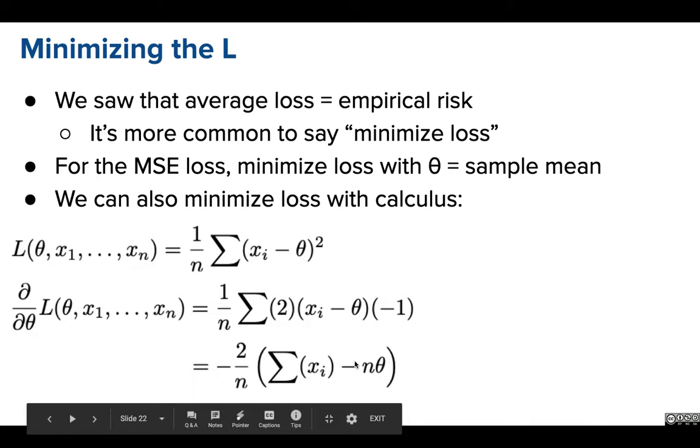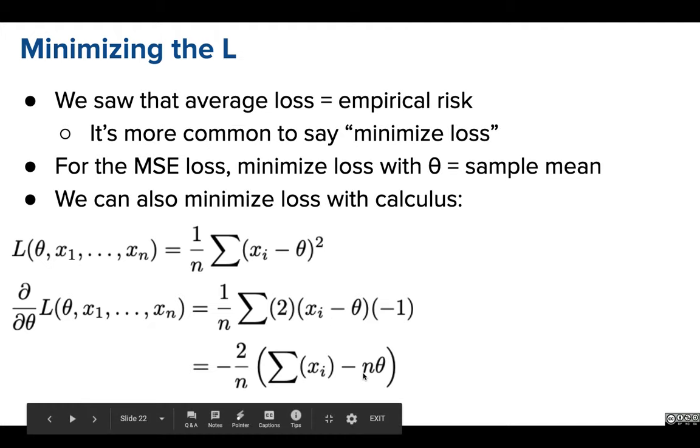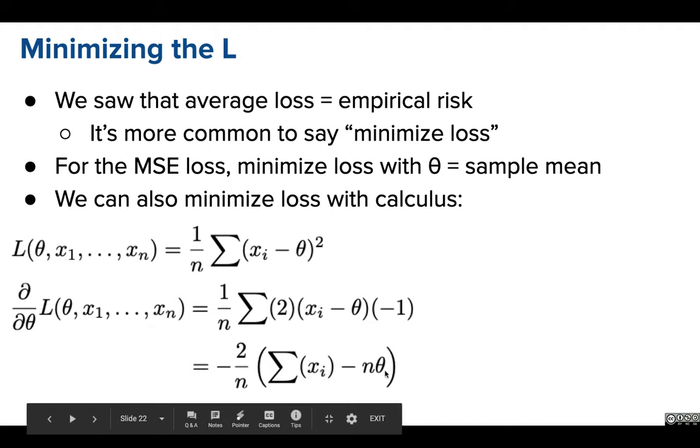You can also find this out by writing down the summation. If you're confused by this step, you can expand out the summation. The summation is x sub 1 minus theta plus x sub 2 minus theta plus x sub 3 minus theta, and then you can group together the x sub i's, and you can group together the thetas, and you'll find that you get the summation of x sub i's and n theta terms.